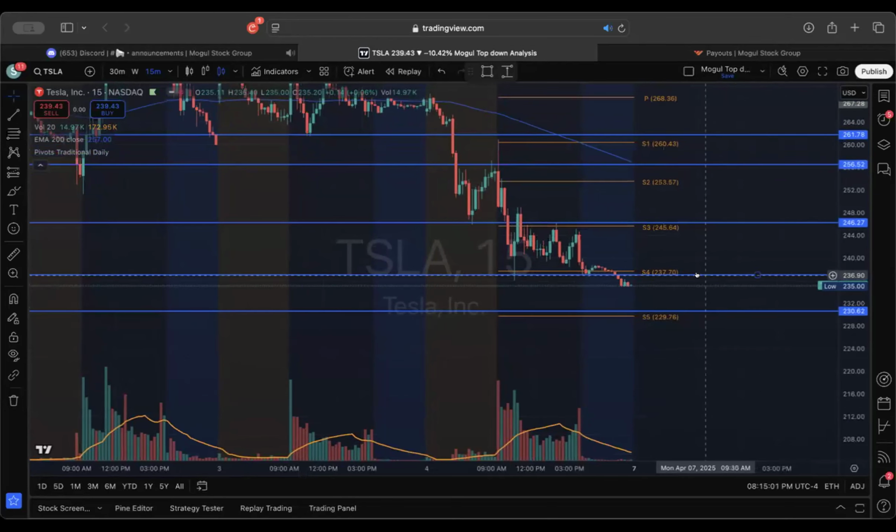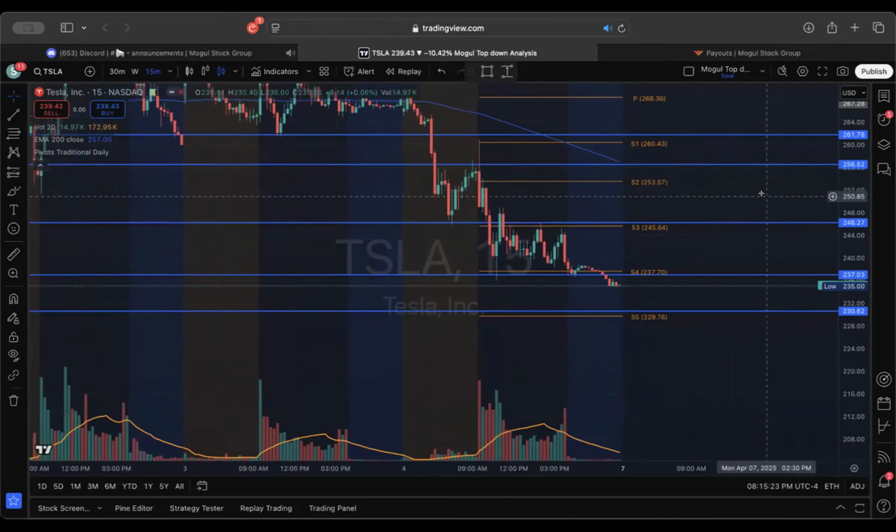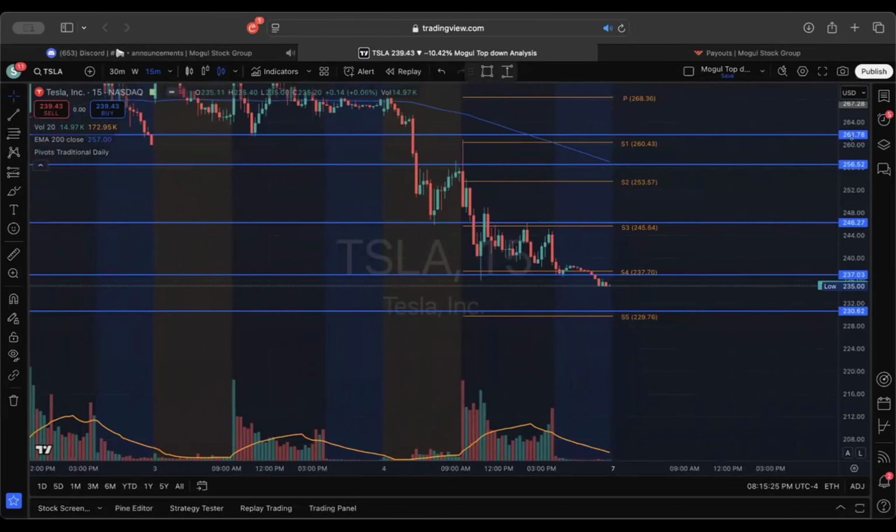Okay, let's talk to me. So if Tesla breaks above 237.70, what's my next price target? 245.64. Bingo. And if we break above 245.64, where are we going? 253.57. This is going to help you guys with your price targets.